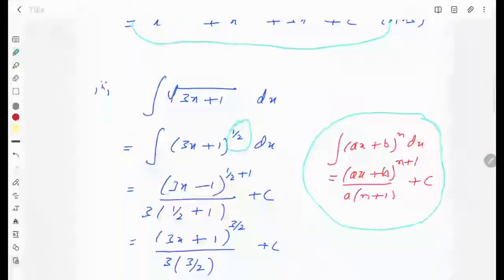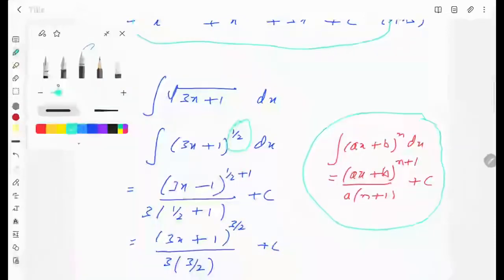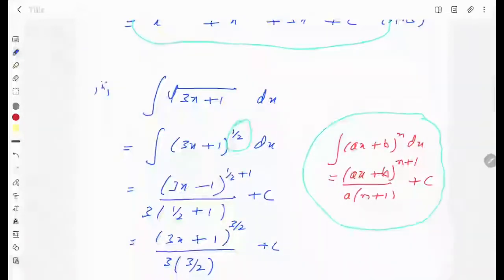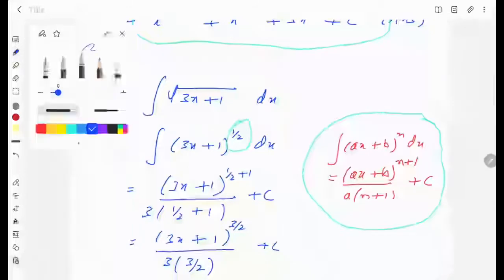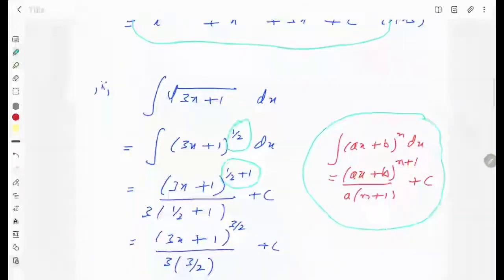So you will copy the bracket and you will add 1 to the power, and the same power will come in the denominator. Then according to this rule, you will multiply by the coefficient of x, which is 3, this way.